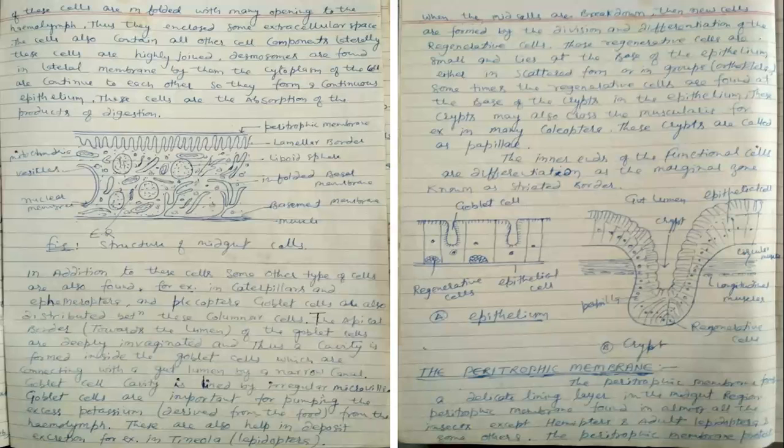The peritrophic membrane forms a delicate lining layer in the midgut region. The peritrophic membrane is found in almost all insects except Hemiptera, adult Lepidoptera and some others. The peritrophic membrane protects the epithelial cells of the midgut from certain harmful effects of the food.